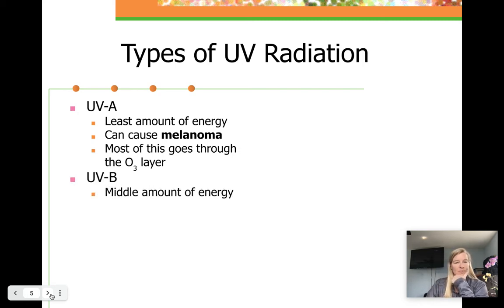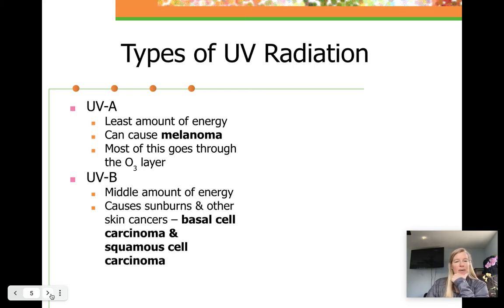There's UVB, which is kind of the middle amount of energy. The last one will be UVC. And UVB is linked with some skin cancers like basal cell carcinoma or squamous cell carcinoma. Those are skin cancer, but they tend to not be as deadly as melanoma. And then the ozone layer does absorb most of that.